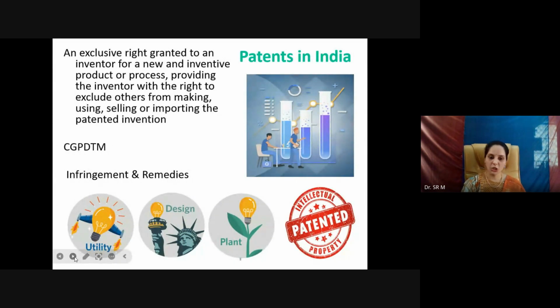So our nation, India, is a signatory to international treaties, especially the one we already discussed, TRIPS, Trade Related Aspects of Intellectual Property Rights. So this actually harmonizes patent protection globally.